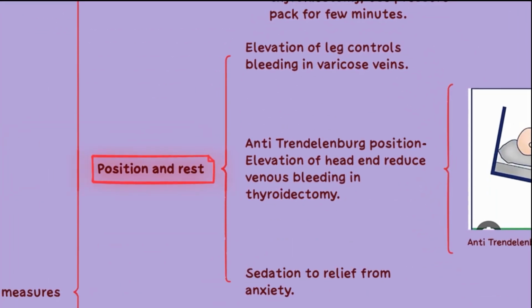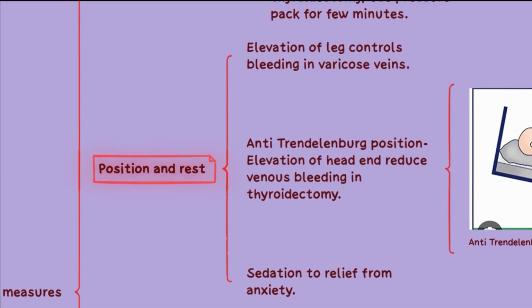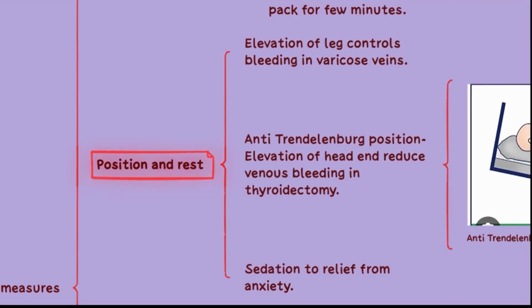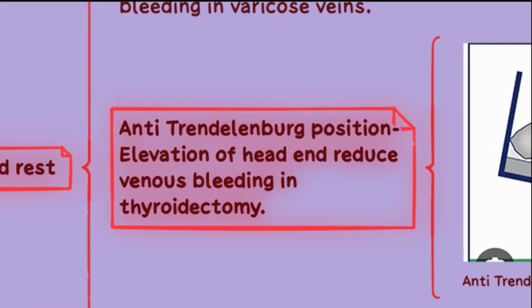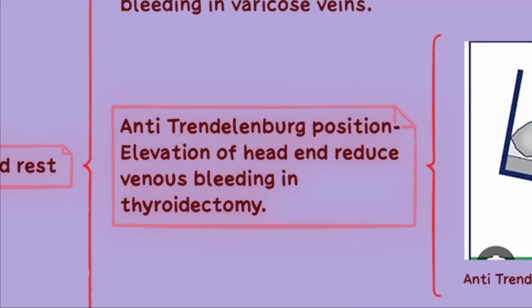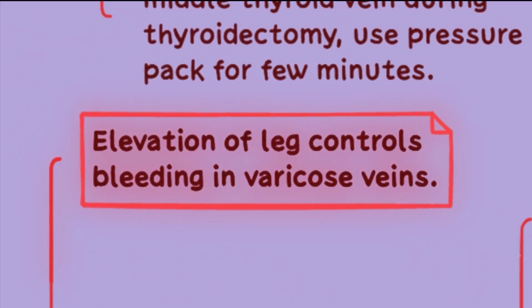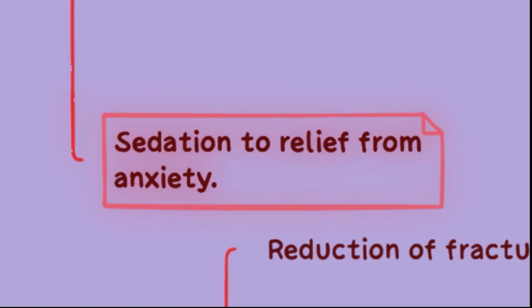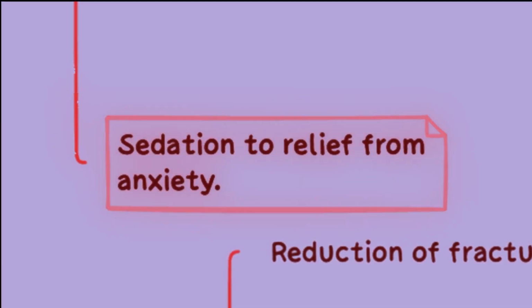The next one, positioning and rest, can help control bleeding in specific situations. The most important example that you need to remember for this is that in procedures like thyroidectomy, an anti-Trendelenburg position, as seen in the illustration, can help reduce venous bleeding.